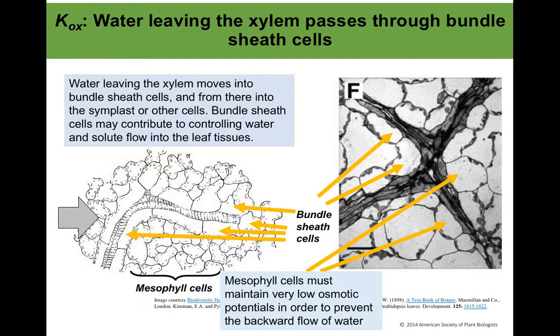So water leaving the xylem passes through the bundle sheath cells, and we think that they can vary in conductance with different environmental conditions. So they can serve as a gatekeeper to how much water is leaving the cell. And there's also some evidence to suggest bundle sheath cells have a similar role to the endodermis. Remember, the endodermis acted like a filter, and it could control the flow of solutes into the leaf tissue as well. So the bundle sheath cells have a regulatory role in the leaves.